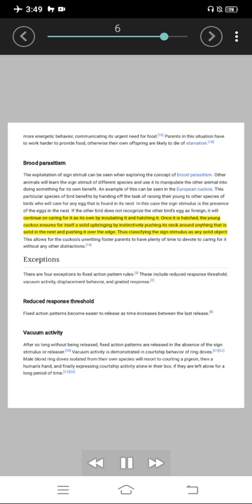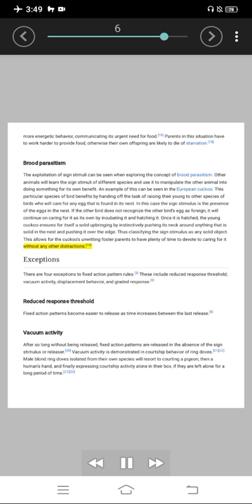Once it is hatched, the young cuckoo ensures for itself a solid upbringing by instinctively pushing its neck around anything that is solid in the nest and pushing it over the edge, thus classifying the sign stimulus as any solid object. This allows the cuckoo's unwitting foster parents to have plenty of time to devote to caring for it without any other distractions.